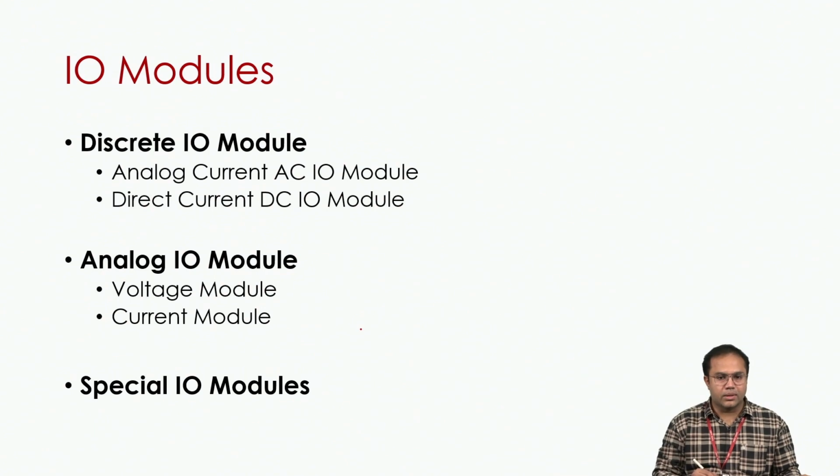Next, we have the analog input output module. In the analog input output module, we have two types of modules, a voltage module and a current module. The voltage module typically ranges from 0 to 10 or minus 10 to 10. In current, the industrial standard is 4 to 20 milliamps or 0 to 20 milliamps. And then followed by special IO modules. So in today's lecture, we will look into all these three IO modules.